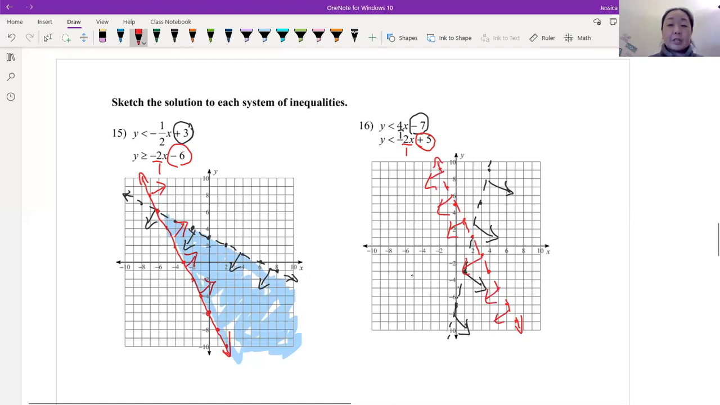So where is the section getting the overlap? What section is both of them pointing to? It's going to be this one right here, where it's below the brown and below the red. All this right there.